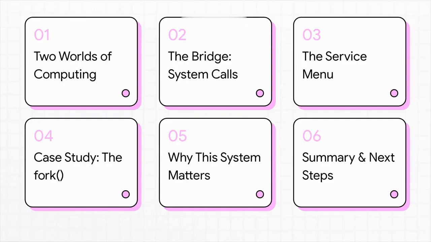So here's the game plan for this explainer. First, we're going to talk about the two separate worlds living inside your computer. Then we'll introduce the bridge that connects them, system calls. We'll check out the huge menu of services they offer, and then we'll really zoom in on the famous fork call to see one in action. After that, we'll wrap up with why this whole system is just so incredibly important.